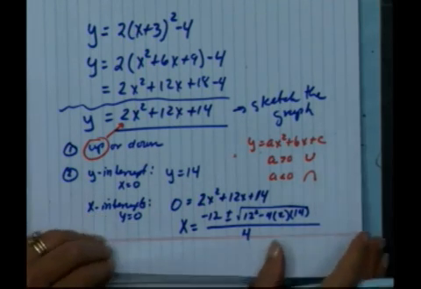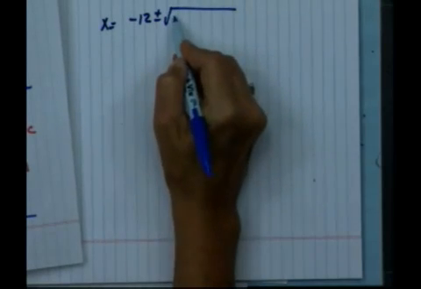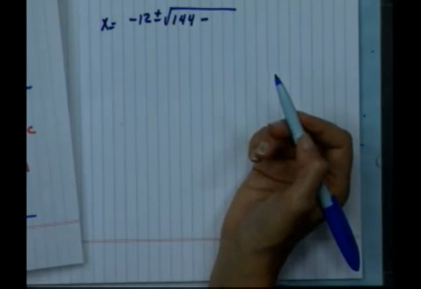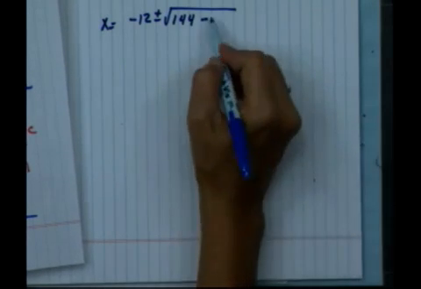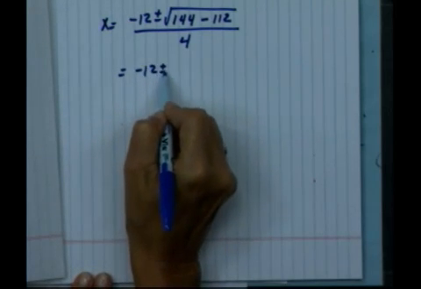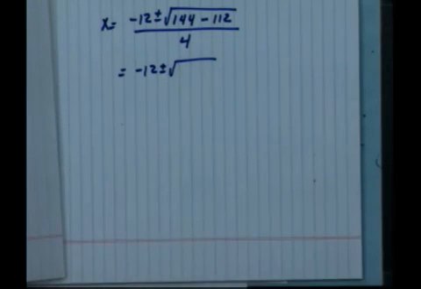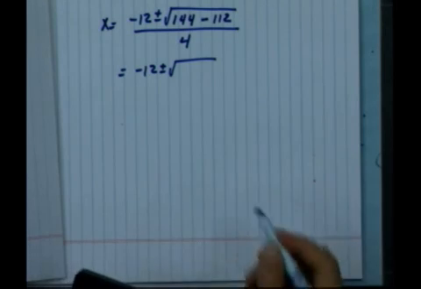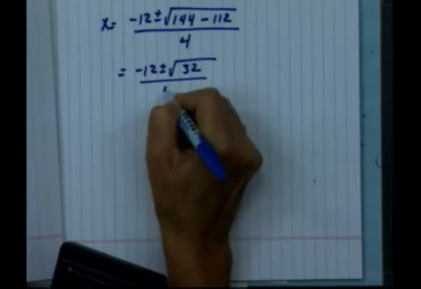So x is equal to negative 12 plus or minus the square root of 144 minus, and 4 times 2 is 8, and 8 times 14, somebody double check me, but I think that's 112. Is that correct? Oh, I got a calculator. Yeah, okay, good. So we get negative 12 plus or minus the square root of 144 minus 112, which is 32, over 4.